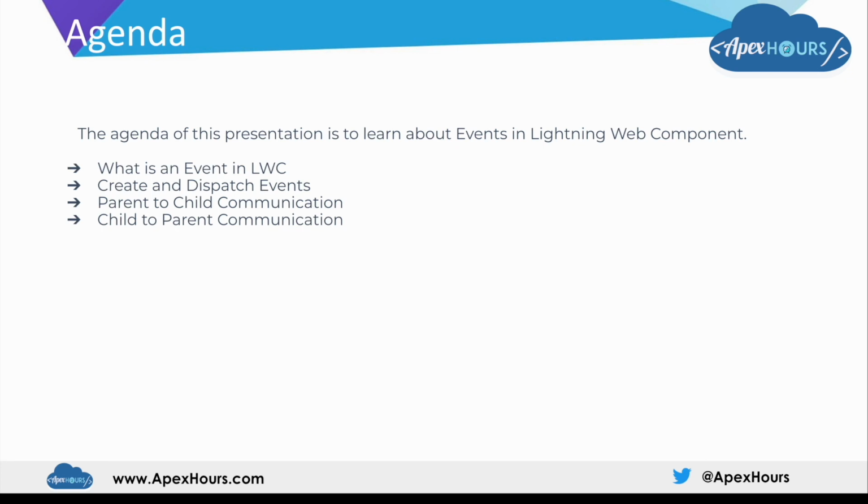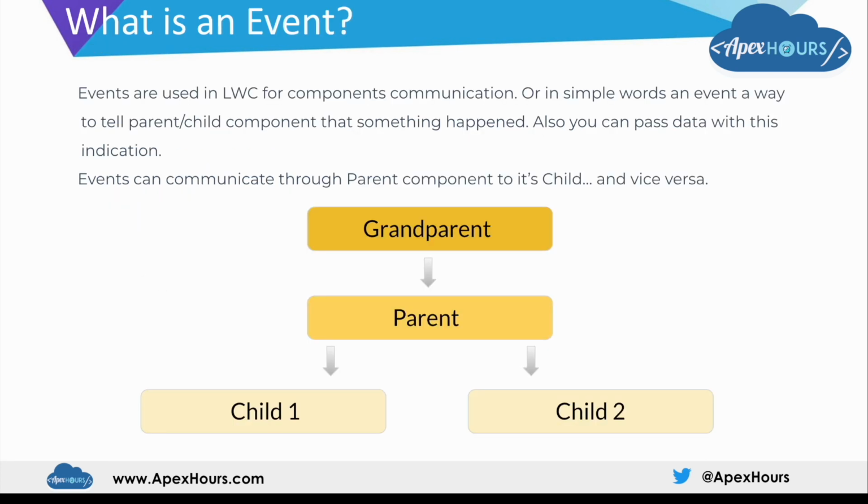The agenda of this presentation is to learn about events in Lightning Web Component. In this video, we will learn what an event in LWC is, how you can create and dispatch events, and also how you can communicate between parent and child components and child to parent. So what is an event? Events are used in Lightning Web Component to communicate between your parent and child components, or in simple words, an event is a way to tell a parent or child component that something happened.